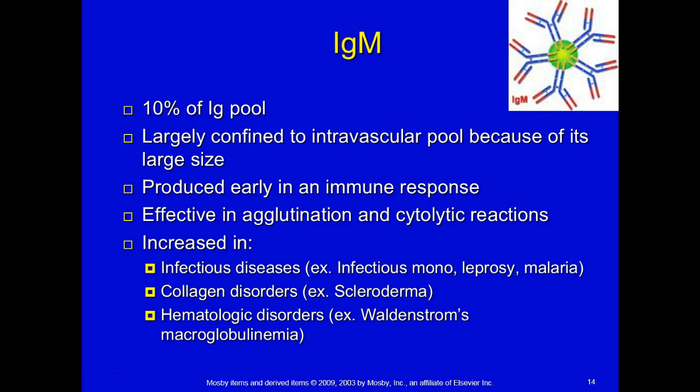He's produced very early in the immune response, so he's the first one to come on, where IgG will come on later. He's very effective in agglutination. He can bind a lot of antigen. Okay, so he's pretty powerful. We do see this increased in infectious diseases, collagen disorders, and hematological disorders as well.